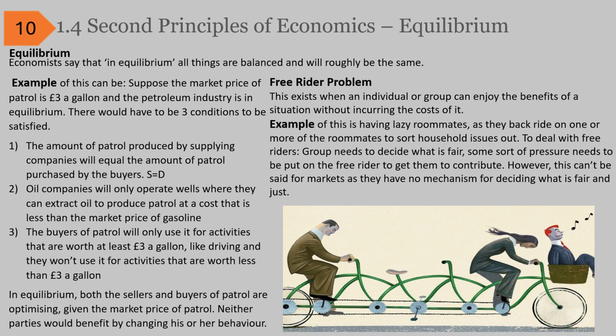And to deal with free riders, a group needs to decide what is fair. Some sort of pressure needs to be put on a free rider to get them to contribute. However, this can't be said for markets, as they have no mechanism for deciding what is fair and just. A market can be in equilibrium in a perfect world. However, it is not the case, and there are no regulations or set of rules to decide what is fair and what is just. So the market tends to have a free rider problem as a whole.